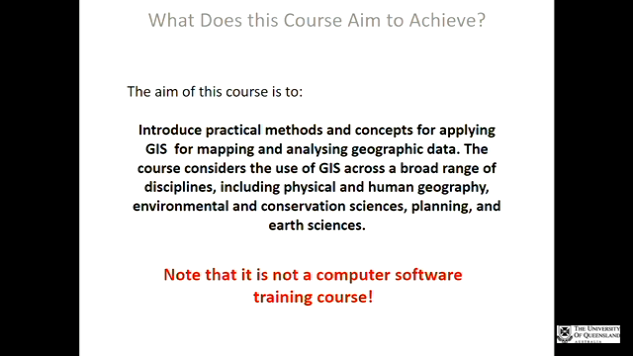So that's the aim. And hopefully by the end of the course, you'll come out with a good understanding of spatial thinking and how you use spatial thinking to solve problems and understand environmental or human processes or geological processes and so on. And also an ability to apply that using GIS to answer those questions and some practical skills in actually using the software.